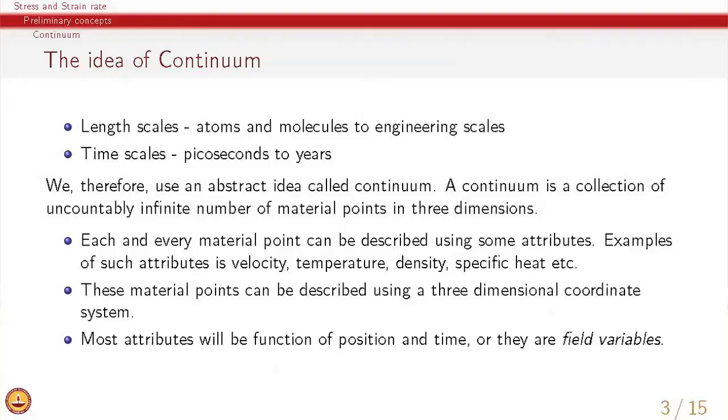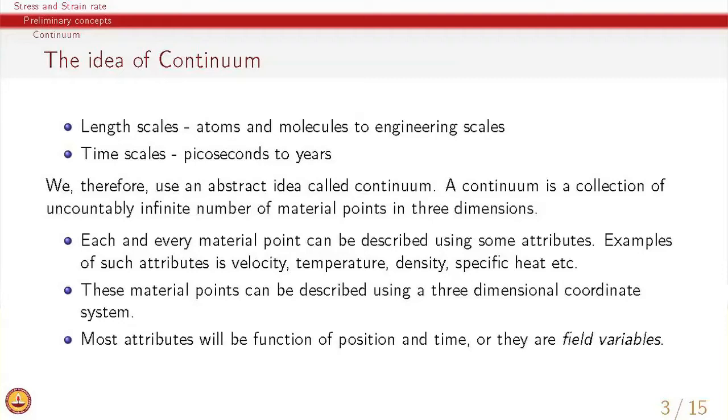we will be able to capture all the phenomena. So, this continuum is basically a collection of material points, and just the way we have a real number line where between any two numbers there are infinite numbers, similarly, continuum also is a collection of an infinite number of material points, and between any two material points there are again infinite material points. So, therefore, each and every material point can be described using some attributes. So, basically we define a set of attributes to characterize each and every material point, and these attributes can be temperature or density or specific heat or velocity.